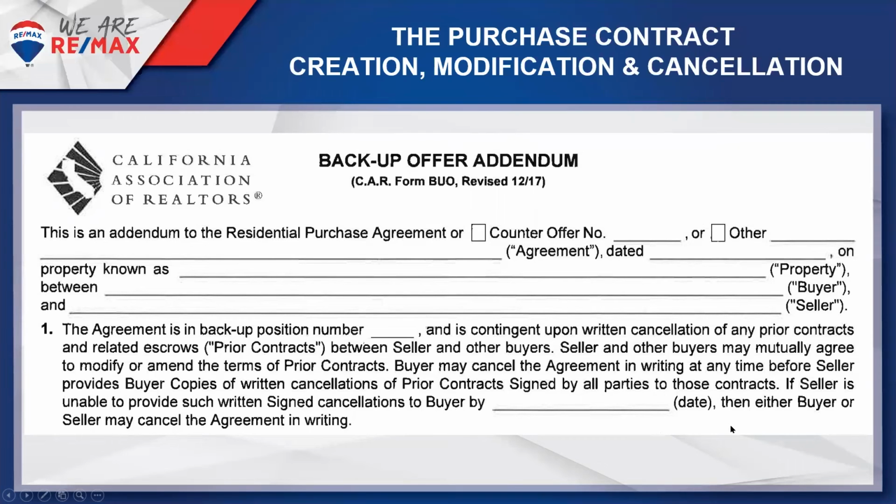If you're accepting a backup offer, and by the way, you can accept as many backup offers as you want at any time, just make sure you use backup offer addendums and put that in the counter. Now, backup offers should be numbered. Why? Because that tells you, if you have more than one, who's in line next. So as a buyer's agent, you want to see number one here.